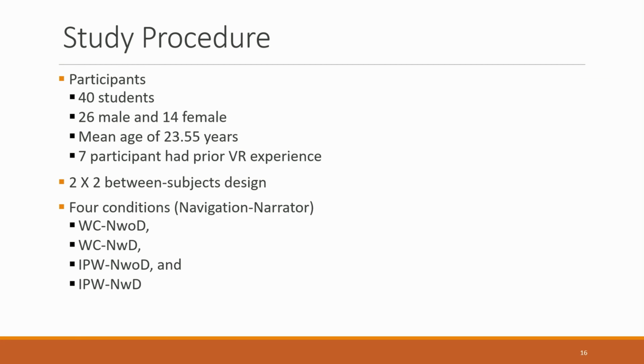For the study, we recruited 40 students. We used a 2x2 between-subjects design with 4 conditions. The condition names are formed in this way: first, which of the two navigational interfaces the participant used, and then which of the two narrators they interacted with. For example, WC and WD means the participant used a wheelchair and interacted with the narrator with disability.